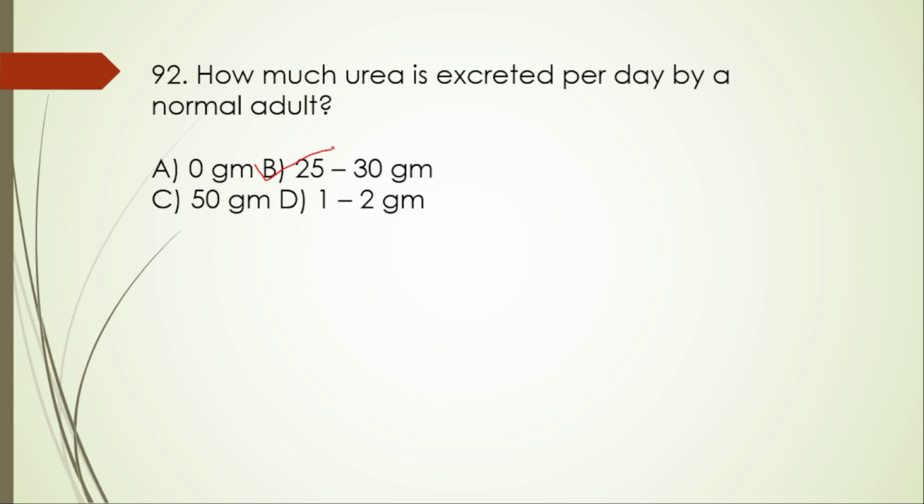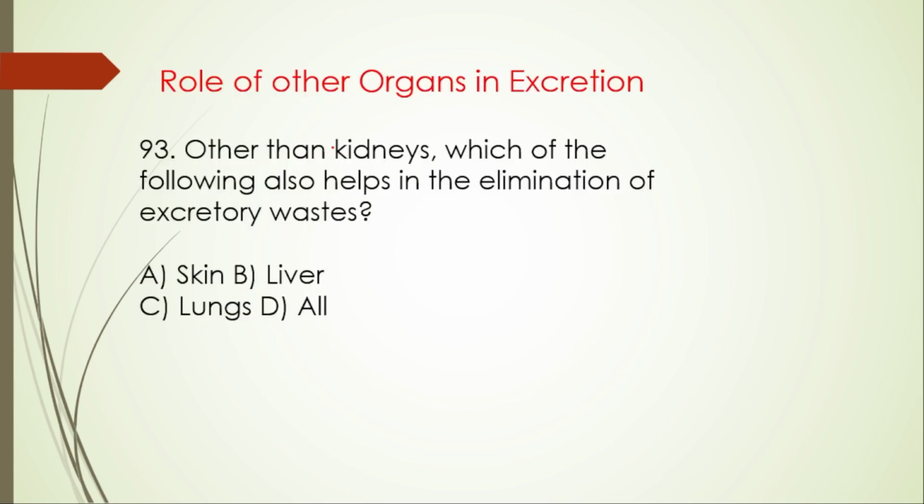Urine how much per day? 1 to 1.5 liters of urine per day, but here he is asking urea, 25 to 30 gram. Next, role of other organs in excretion.